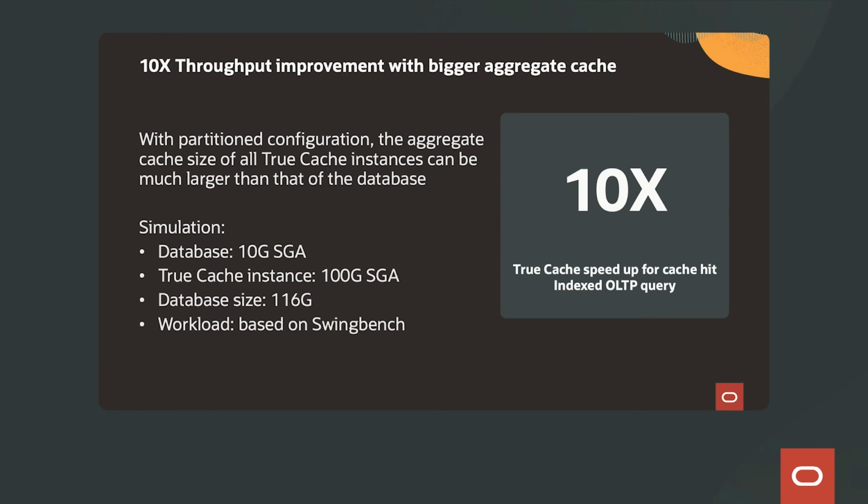In this simulation, we reduced the SGA of the primary database to 10 gig. This was done to force more cache misses on the database and force it to read from the disk. The TrueCache instance was given over 100 gig of SGA. This was done again to simulate more cache hits for the data being accessed from the TrueCache. The workload was SwingBench, and we noticed 10x performance improvement because of higher cache hit ratios with TrueCache.